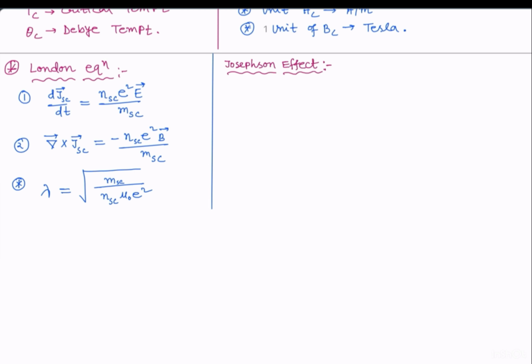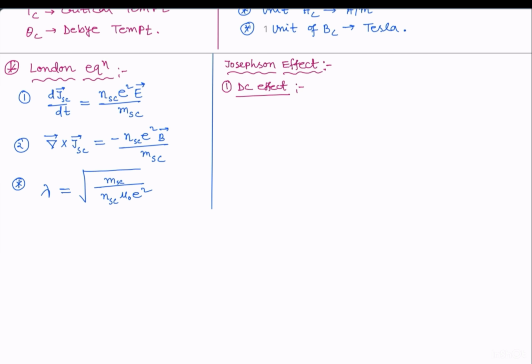Next, we discuss the Josephson effect. Josephson effect is basically the tunneling effect between two superconducting states. First effect is called the DC effect. When two superconductors are attached by a thin insulating layer, then the electron pair will tunnel through this thin barrier from one superconductor to another superconductor.